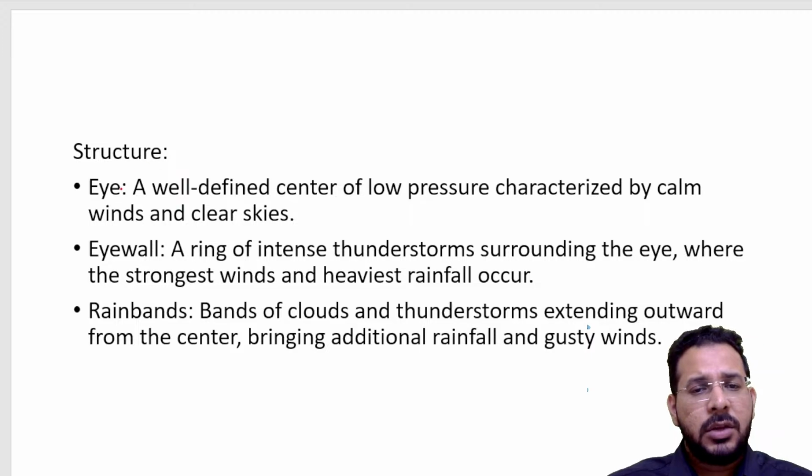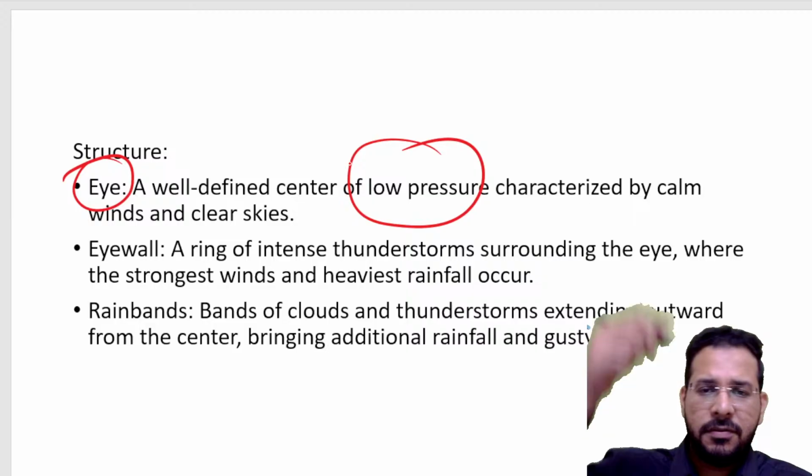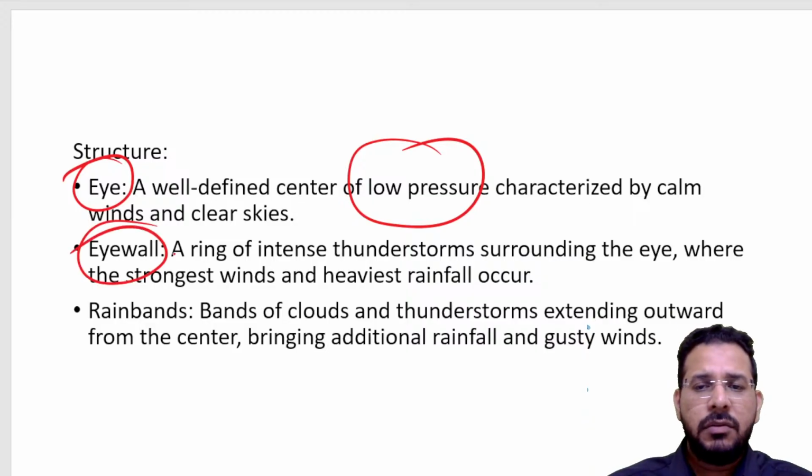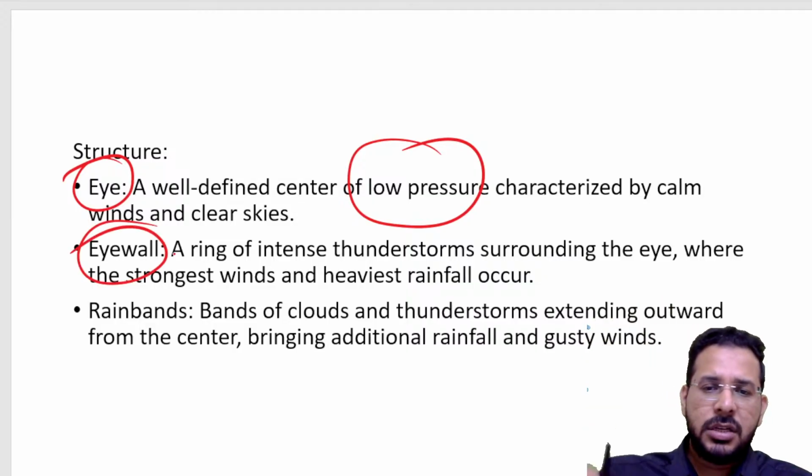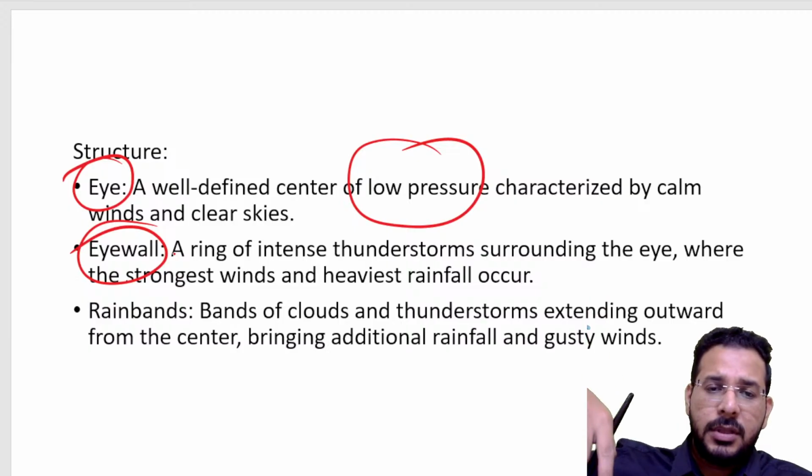So what is the structure of a cyclone? We have the eye of the cyclone, which is the low pressure center of the cyclone, like a funnel. Then we have the eye wall, which is surrounding the eye, the ring of intense thunderstorms surrounding the eye.